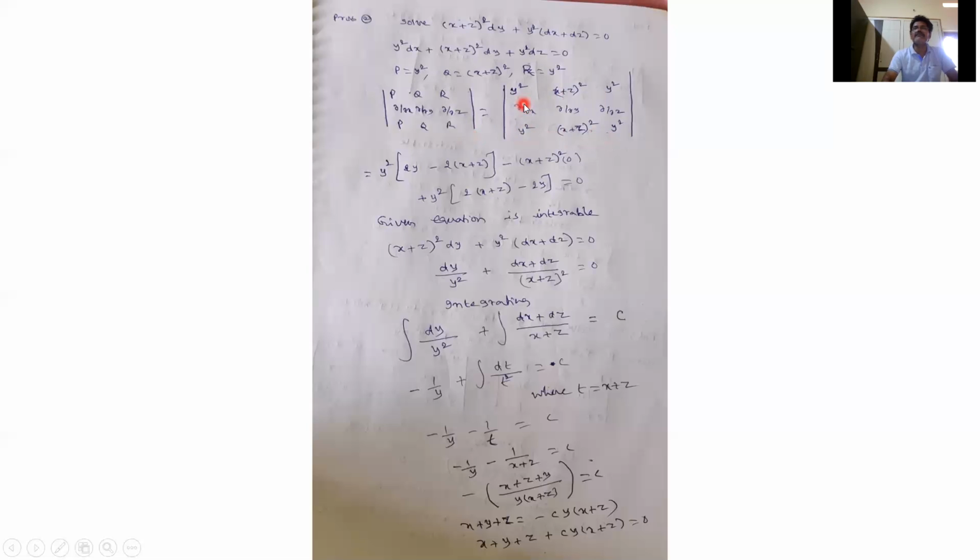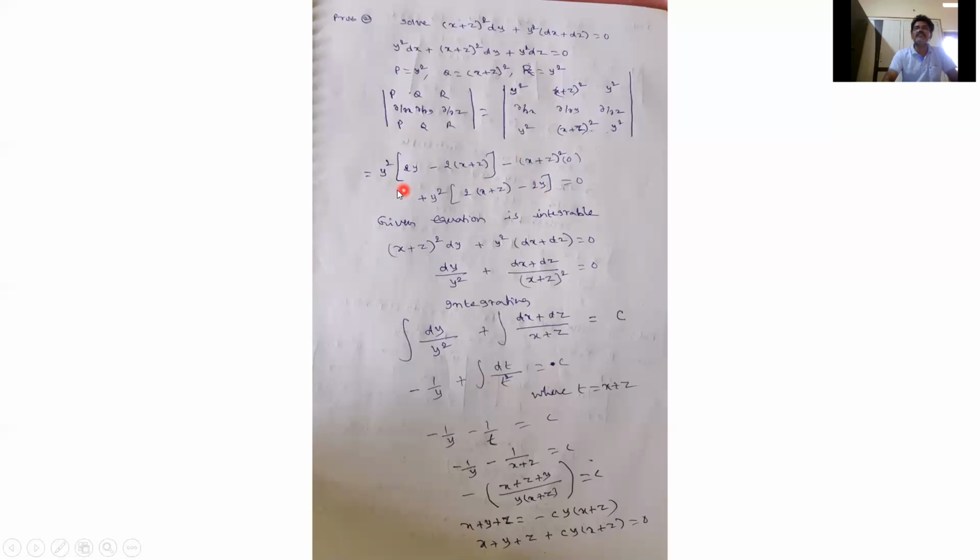So here y² into ∂/∂y of y², the partial derivative of y² with respect to y is 2y. And ∂/∂z of (x + z)² is 2(x + z), and the partial derivative of x + z is 1. You get 2(x + z) minus (x + z)² into ∂/∂x of y², which is 0, and ∂/∂z of y² is 0. We'll get 0 minus 0, and plus y² into ∂/∂x of (x + z)², which is 2(x + z), minus ∂/∂y of y², which is 2y.